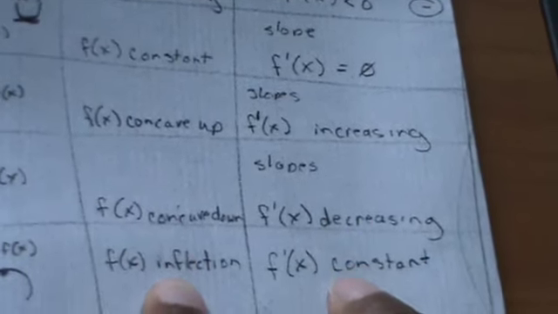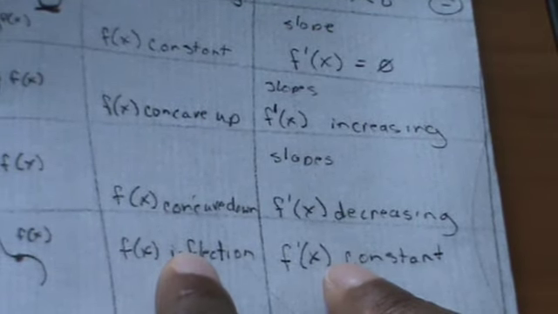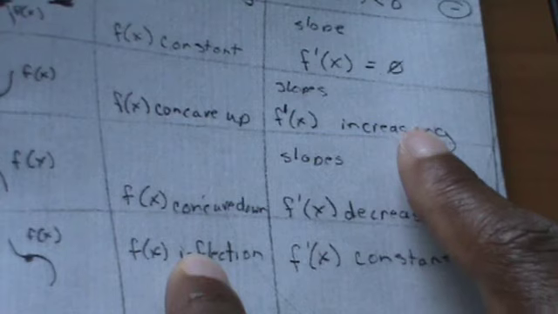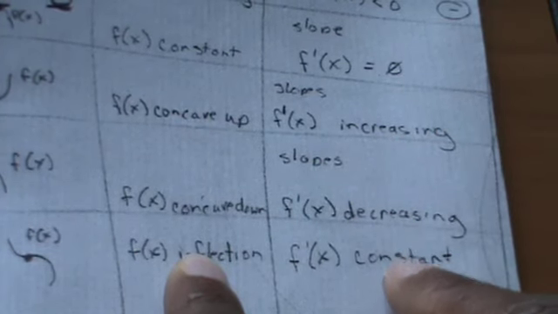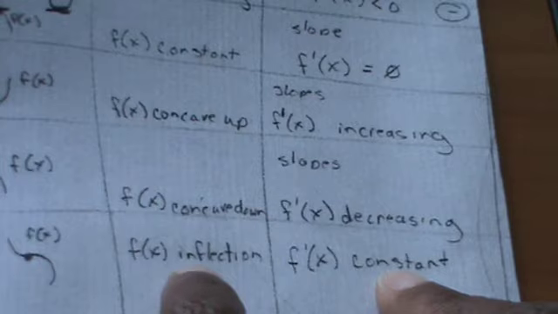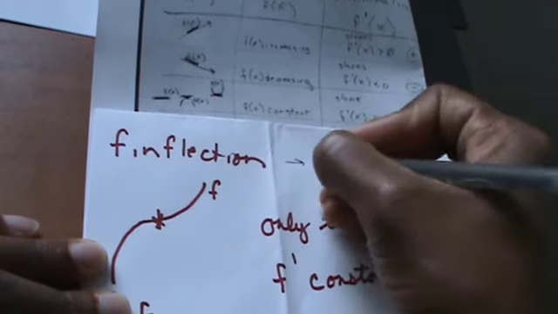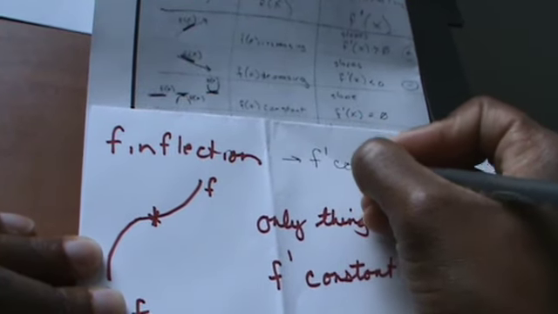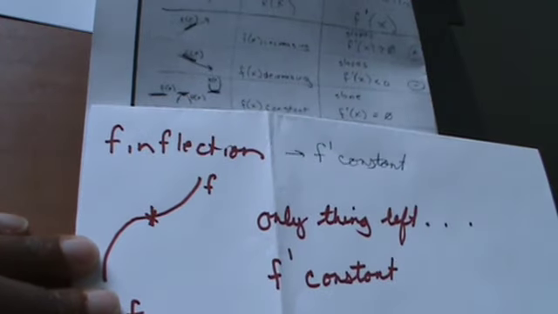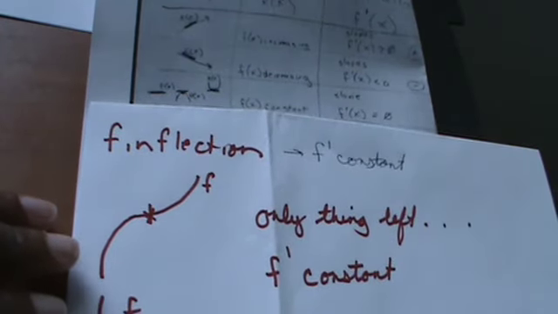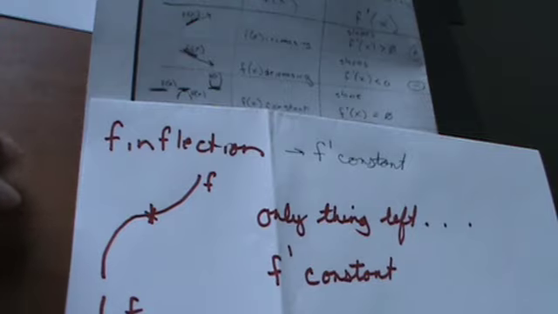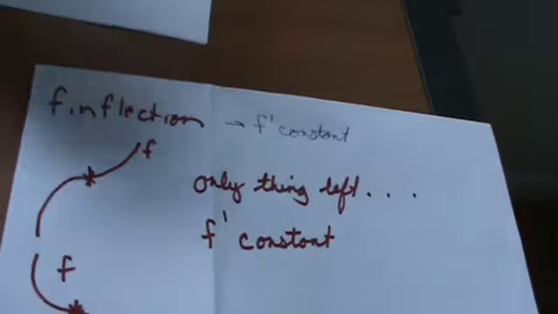Now the other option is one that I'm not going to show you, but the only thing that's left is f prime increasing, f prime decreasing, f prime is constant at your inflection points. Okay. So here's the last one. Let me zoom out. If your function is at an inflection, we know that f prime is constant. Like that. All right. So there's only one more thing that I want to go over, and that is this last column. Let me show you the last column.